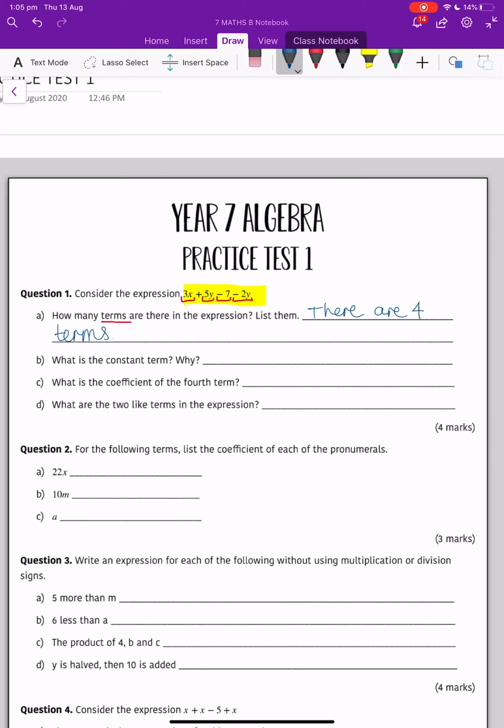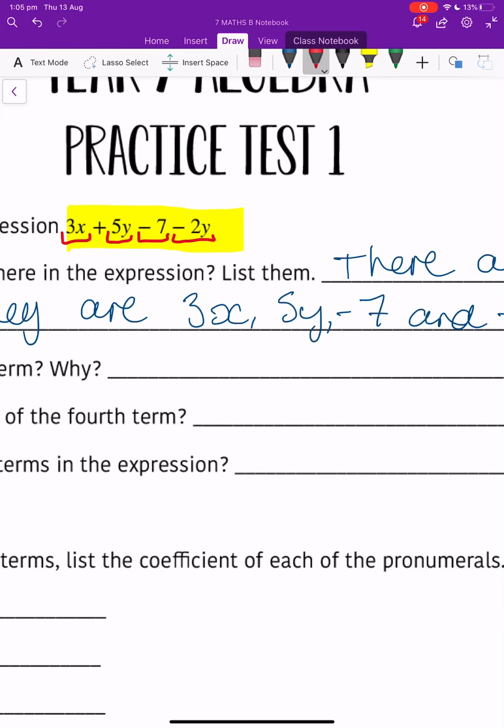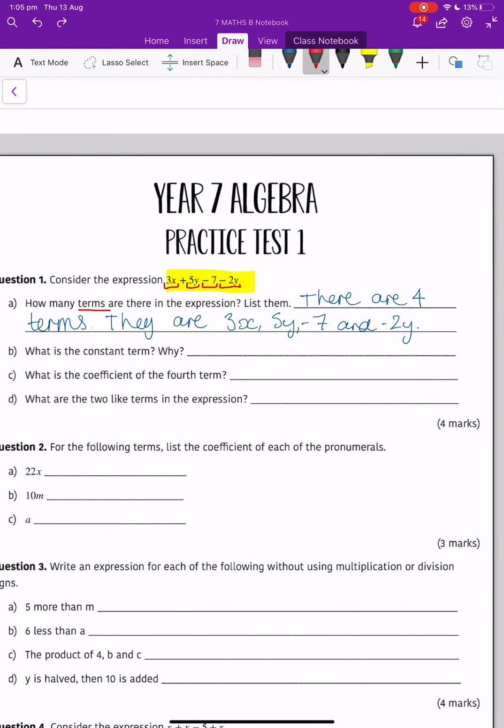And it says list them. Okay, so all you have to do is, they are 3x, 5y, negative 7, and negative 2y. See how I've just separated them with commas, okay? I haven't put the plus symbol in front of my 5y and my 3x, and the reason is we just know that they're positive, okay, because they don't have a negative in front of them.